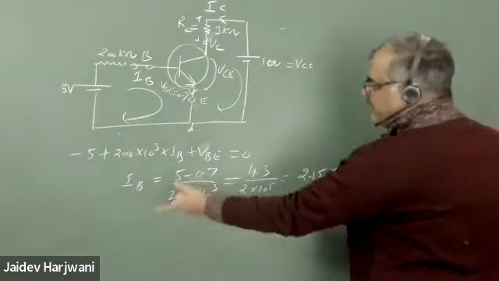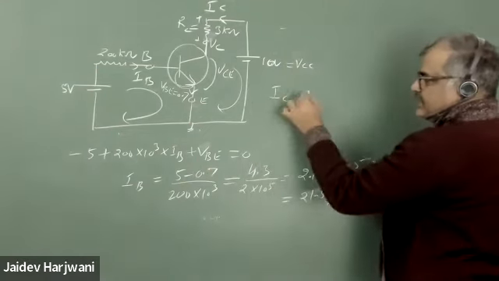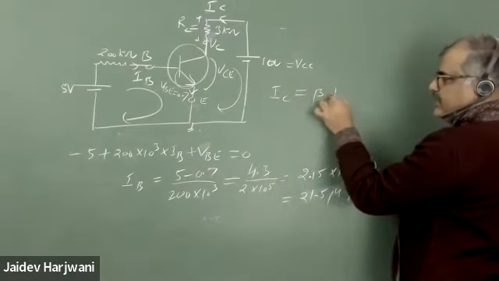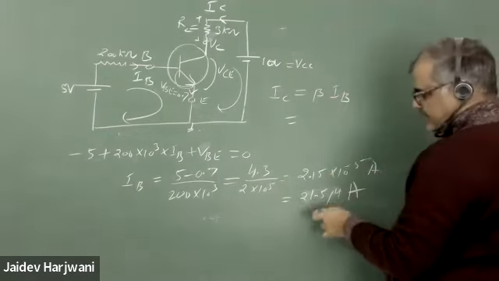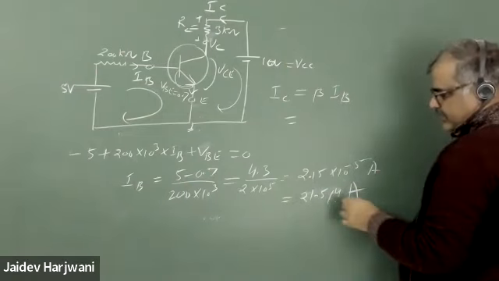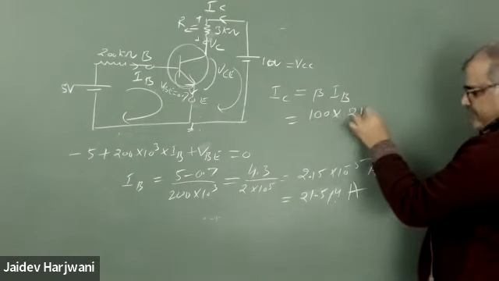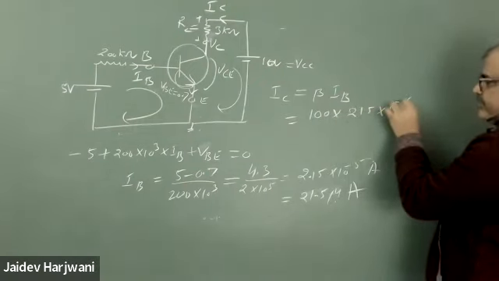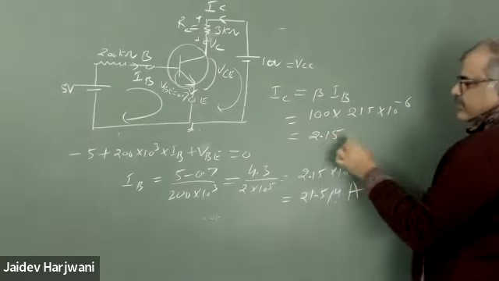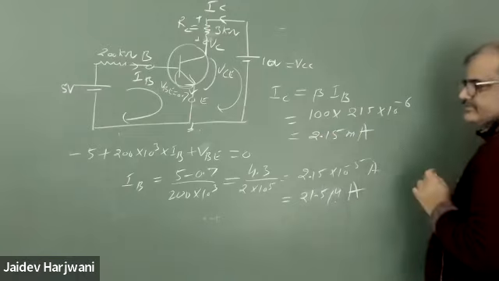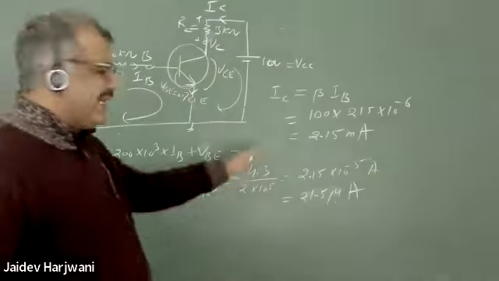Now once I know IB, it is very straightforward. If I know the beta, I can calculate IC. So IC is beta IB. Beta is given in the question, 100. So 100 into 21.5 microampere, and this will give you 2.15 milliampere current. Now you know the IC.